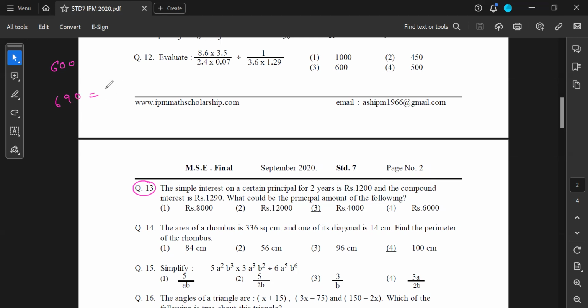So 690 came from x plus 600 in the bracket 1 plus r by 100. So the rate of interest is not given. P r upon 100. So this r upon 100 can be written as 600 upon x. 600 upon x and I multiply. Let me just. Rate of interest is also not given. Give me a minute.